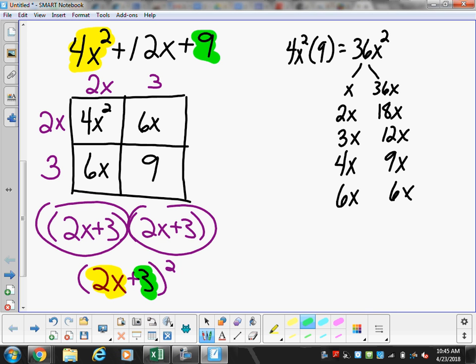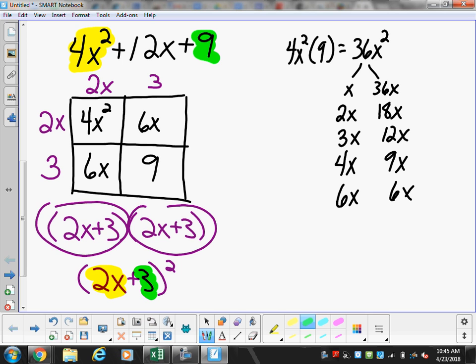64, 81, 100, 121, 144, 169, 256, 425. I've jumped over somewhere. But those are all perfect squares.